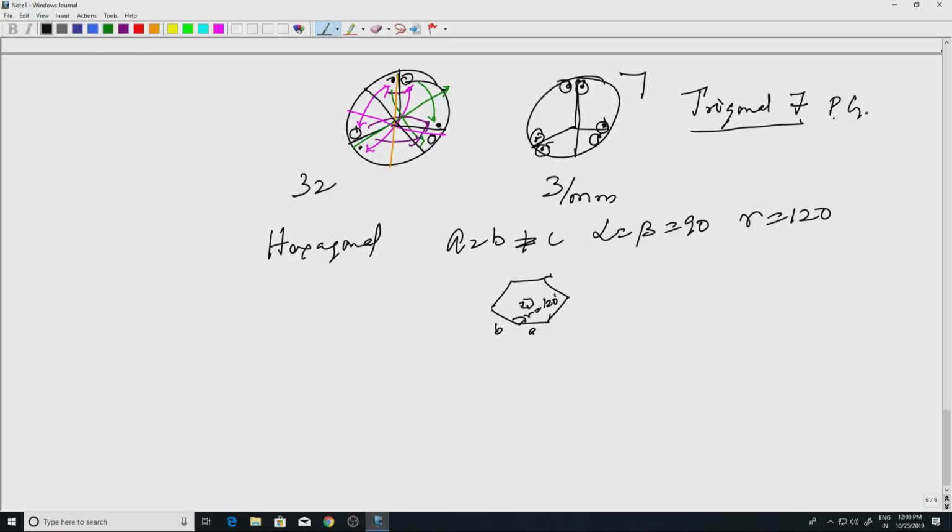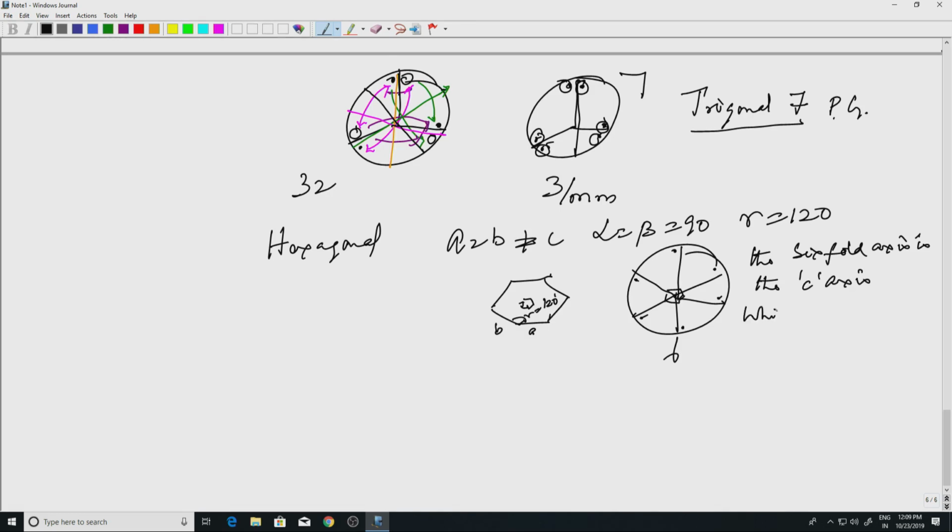So the point group is 6. We divide it. So this is 6-fold rotation here. Every 60-degree rotation takes it here. The 6-fold axis is the C axis, which is the unique axis, and a mirror is operating perpendicular to the 6-fold axis.